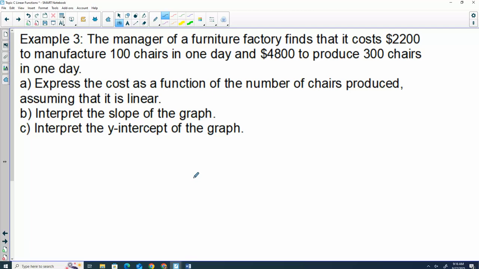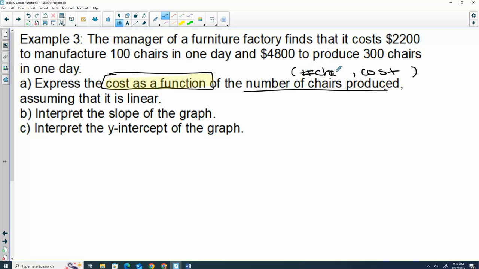The manager of a furniture factory finds that it costs $2,200 to manufacture 100 chairs in 1 day, and $4,800 to produce 300 chairs in 1 day. So express cost as a function. So which one's my y? Y is always a function of x. So when it says cost is a function, your cost has to be your y. Then that means the number of chairs is x.